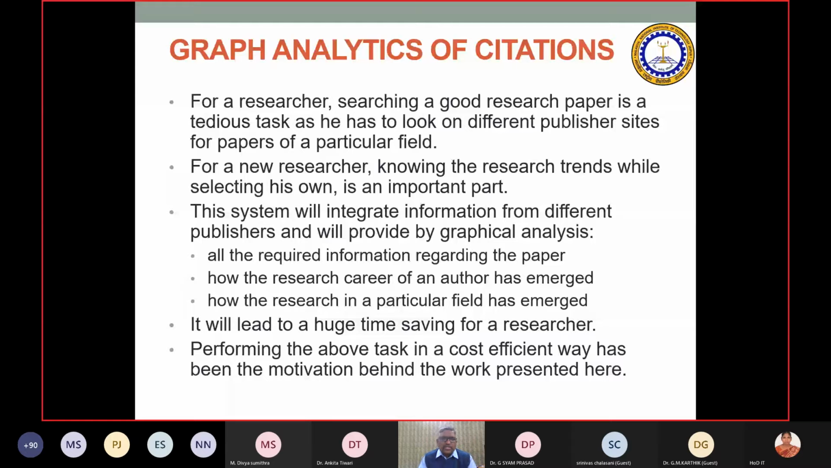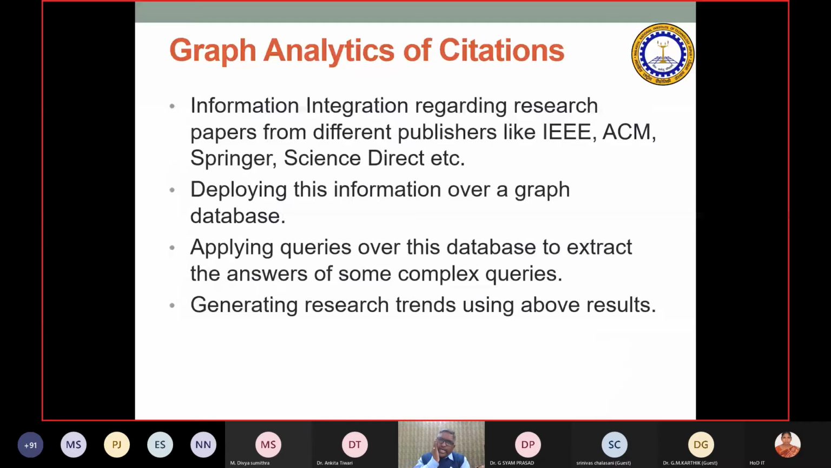So what we did was we got all the information about a paper, and then how the research career of an author has emerged, how the research in a particular field has emerged. So this will actually save a lot of time for a researcher. So how did we do that? We looked at IEEE, ACM, Springer, ScienceDirect. We did web scraping and deployed this information over a graph database, and then queried this graph database to get a lot of good results, right?